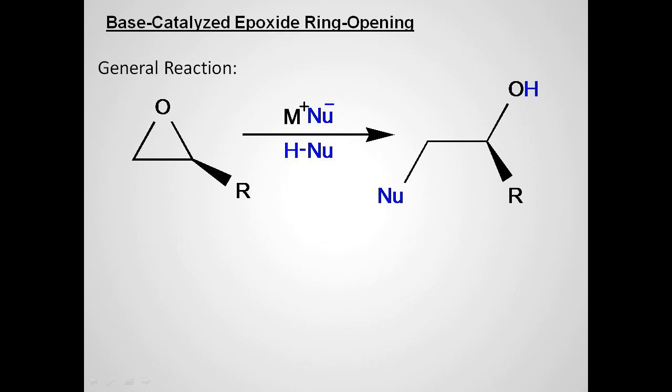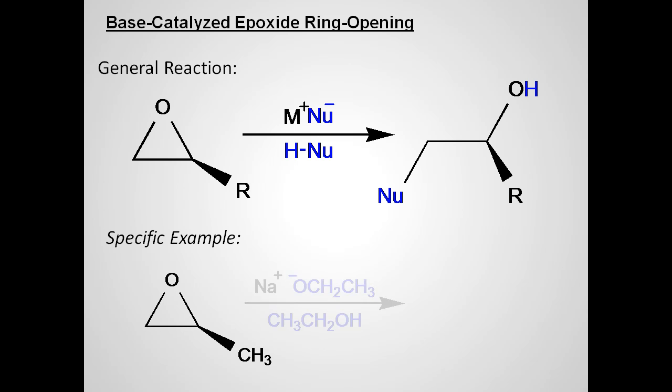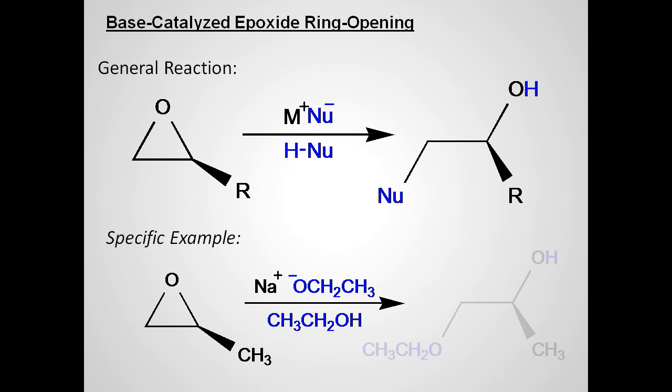Under basic conditions, a general monosubstituted epoxide, when treated with a strong nucleophile, yields a general ring-open species, with the nucleophile attached to a less substituted carbon atom. In a specific example, this unsymmetrical epoxide, when treated with sodium ethoxide and ethanol, yields the ring-open species featuring an alcohol and an ether, where the oxygen of the ether originates from the sodium ethoxide salt and is attached to the less substituted carbon atom.